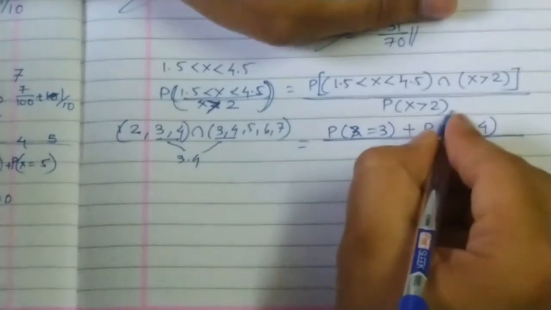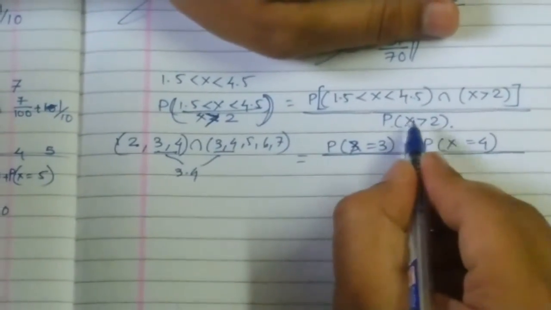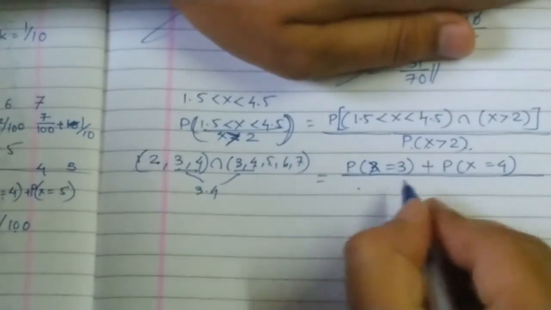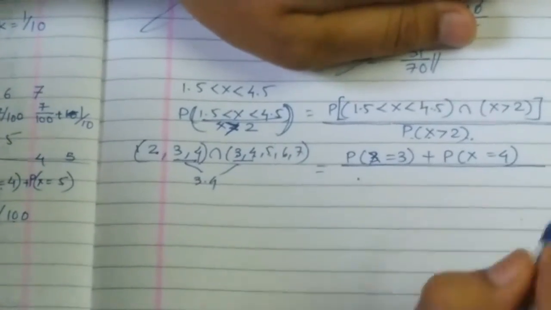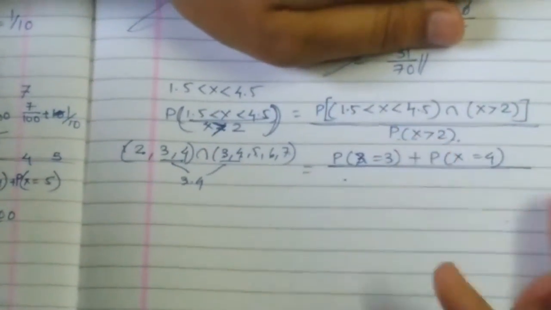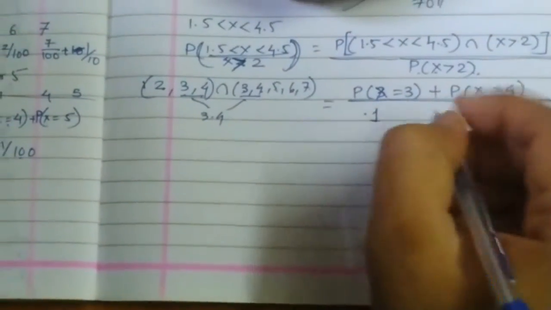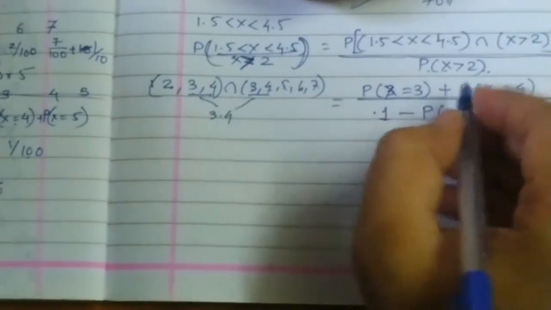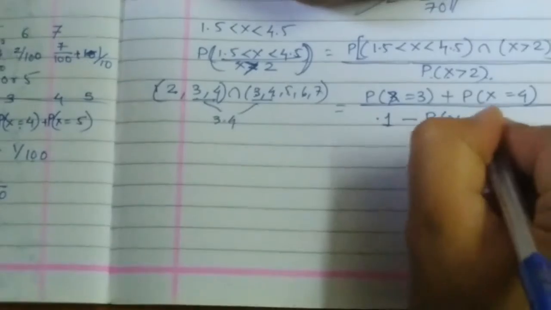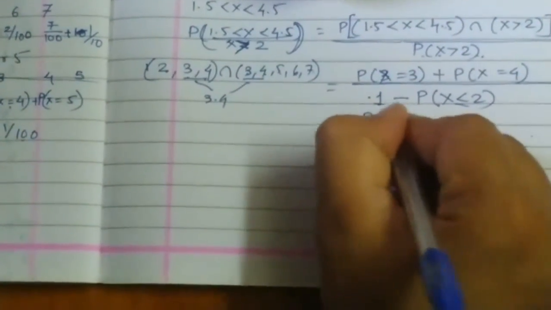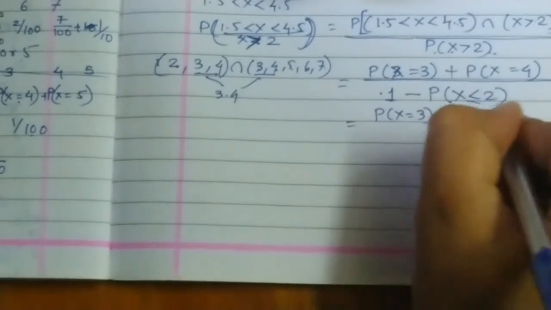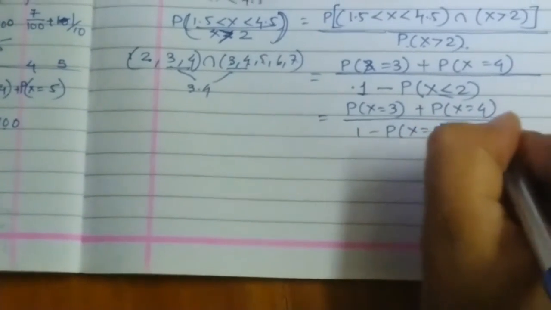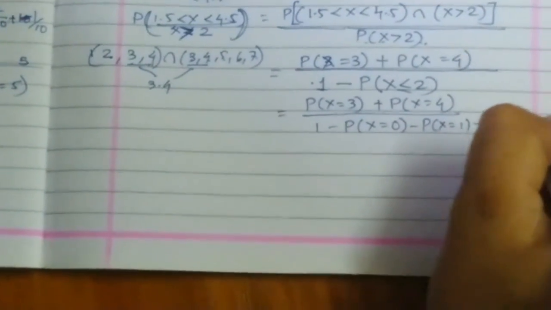divided by the probability of x greater than 2. If I am going to calculate the probability of x greater than 2, then the possible values are 3, 4, 5, 6, 7. That means I have to get the probability of x equal to 3 up to 7. So that's a heavy job. So instead of that, I will use the property of the complementary event. The probability is given by 1 minus the probability of x less than or equal to 2. So that means P of x equal to 3 or P of x equal to 4, divided by 1 minus P of x equal to 0 minus P of x equal to 1 minus P of x equal to 2.